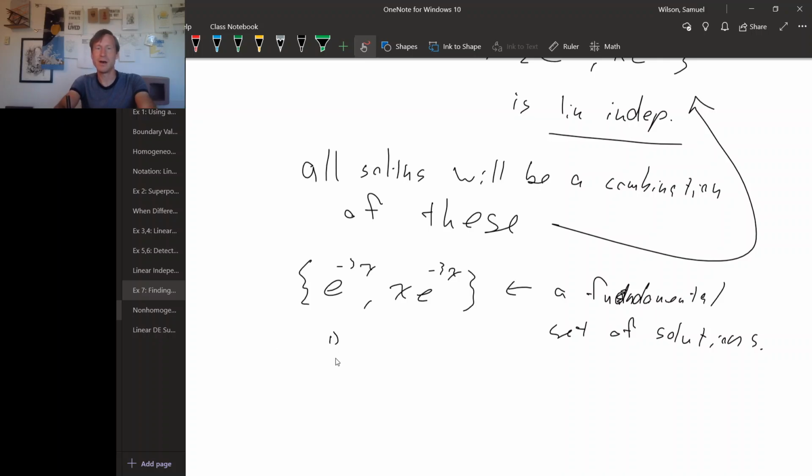So again, for a fundamental set of solutions, we need two things. We need unique solutions for the differential equation, right? We have to be able to apply that uniqueness theorem, and we have to have a linearly independent set of n solutions. And then you know you have a fundamental set. For this equation, n is 2 because it's second order, and we have two solutions. All right, good. So this is a fundamental set. It's a linearly independent set of solutions.